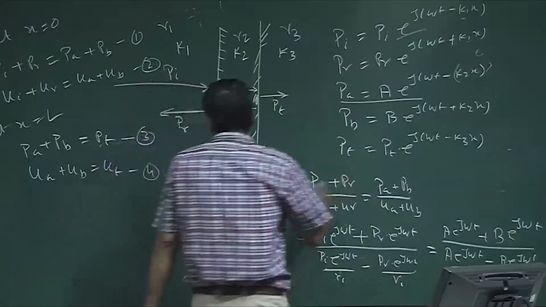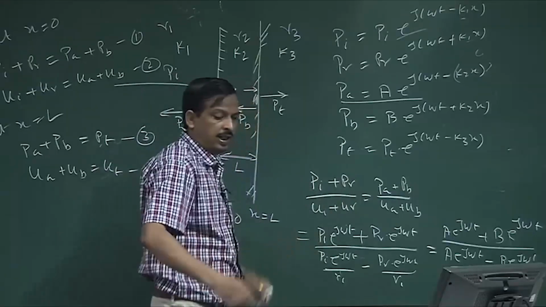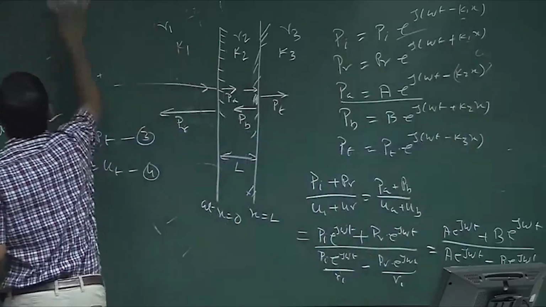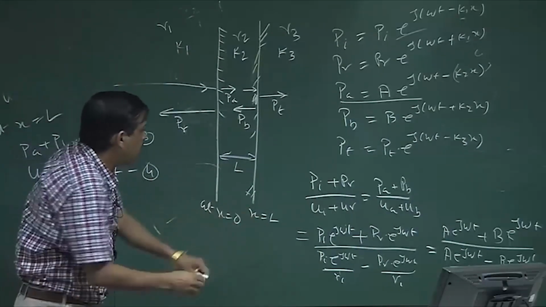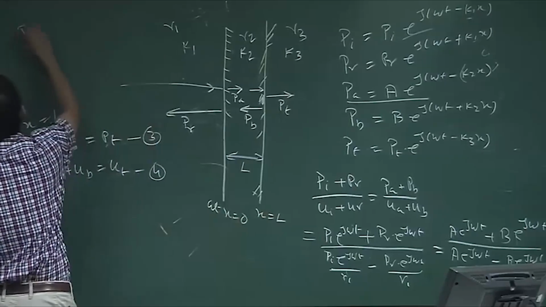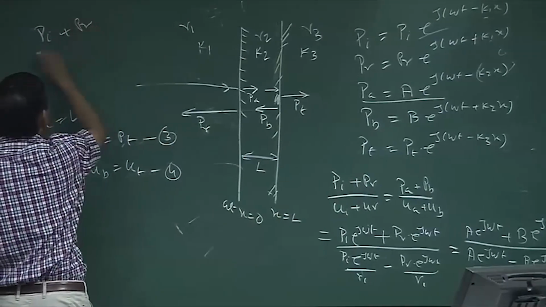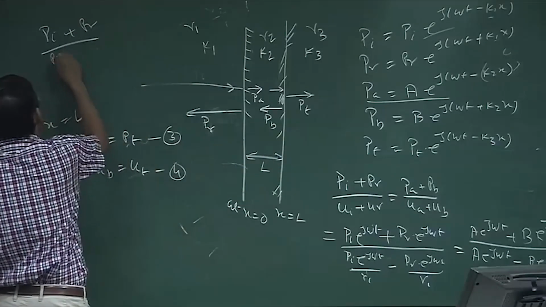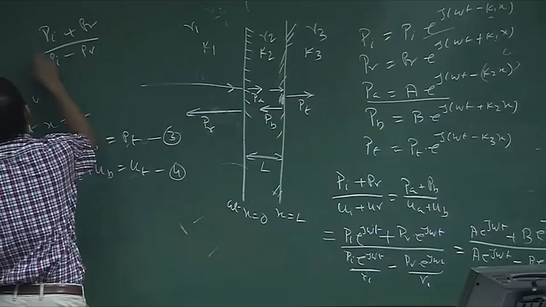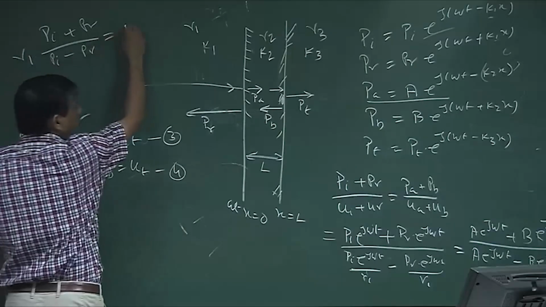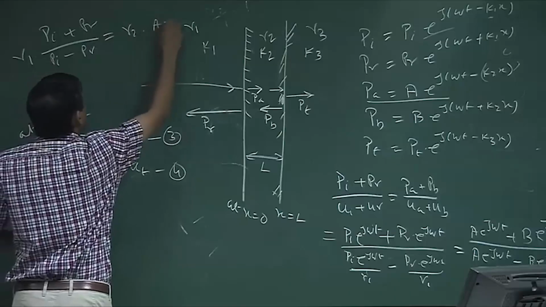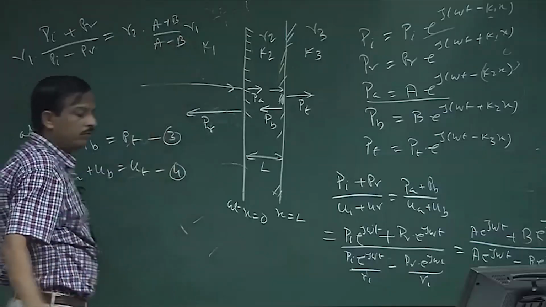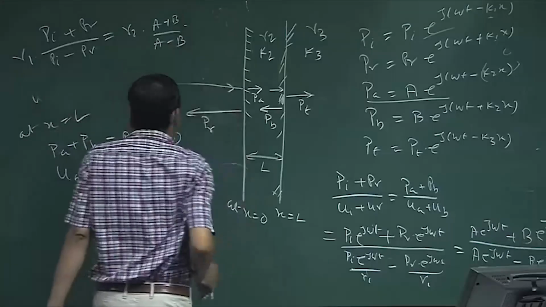So from there, what do I get? From this equation I get Pi plus Pr, divided by e to the power j omega t, which cancels for all those things, divided by Pi minus Pr, into R1 is equal to R2 into A plus B divided by A minus B.